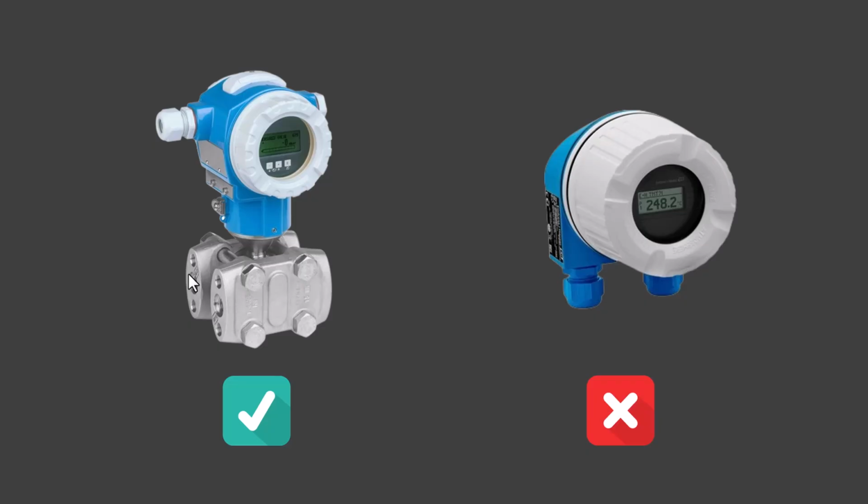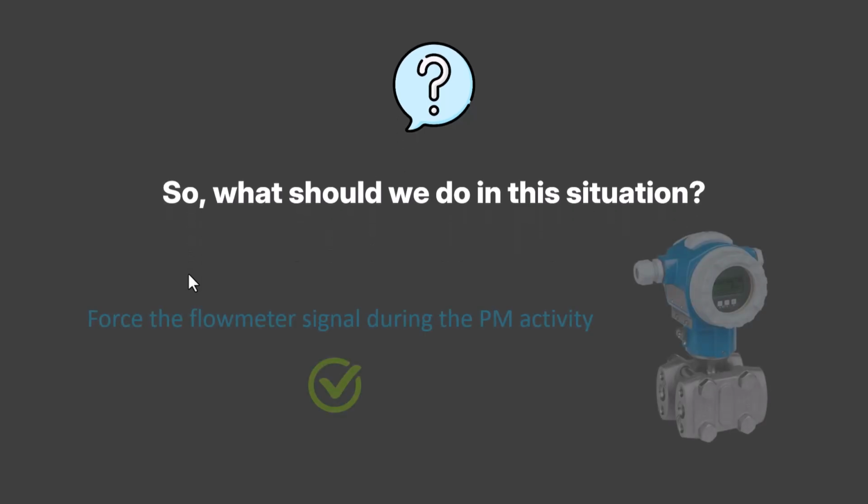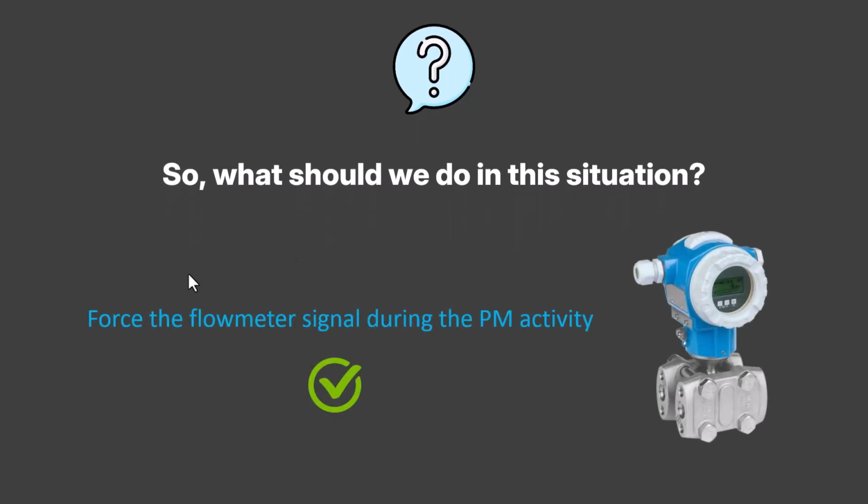This is exactly where the importance of forcing becomes clear. The flow meter itself is not a trip initiator, but losing its signal creates a secondary effect that ultimately causes a trip. So what should we do in this situation? One option is to force the flow meter signal during the PM activity. By doing so, the temporary signal disturbances caused by maintenance are prevented from affecting the control system.